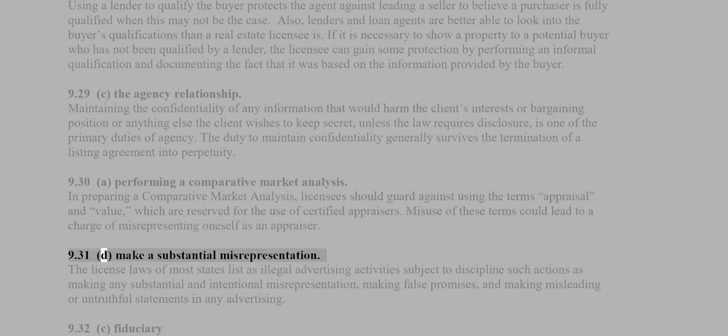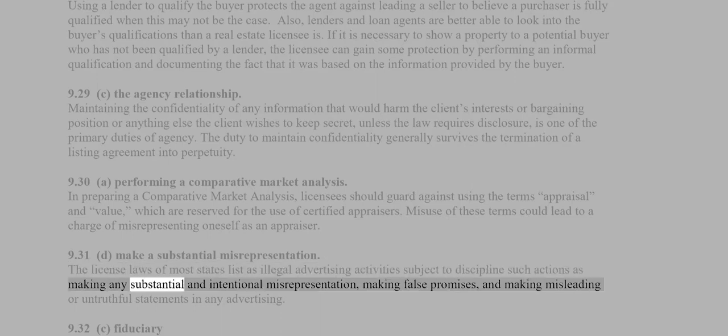9.31 d. Make a substantial misrepresentation. The license laws of most states list as illegal advertising activities subject to discipline such actions as making any substantial and intentional misrepresentation, making false promises, and making misleading or untruthful statements in any advertising.